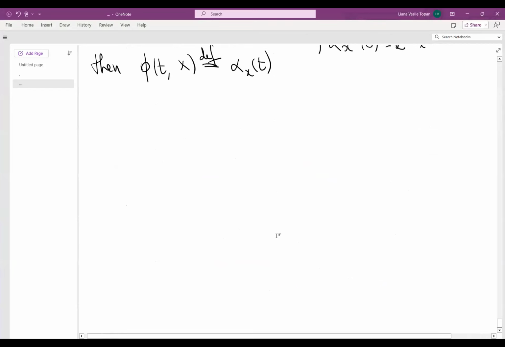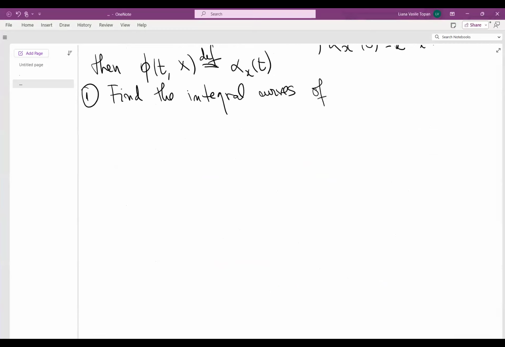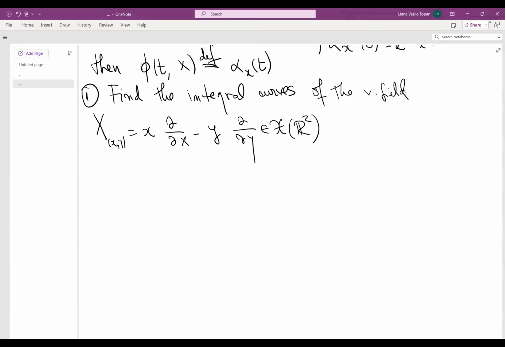So first example here, let's say find the integral curves of the vector field defined like that, x to some point (x, y). So we define the vector field by defining any tangent vector. This will be x going to x partial over partial x, remember the frame, minus y partial over partial y. This is a section here, so it's a vector field over R squared.